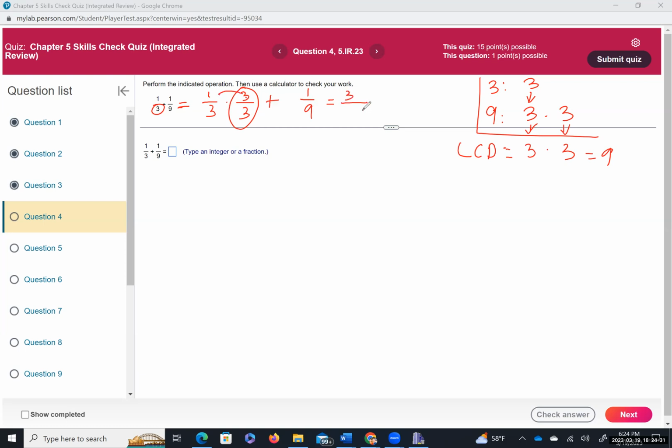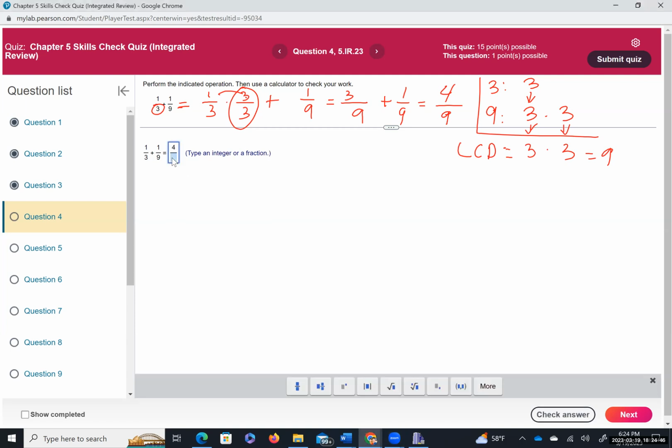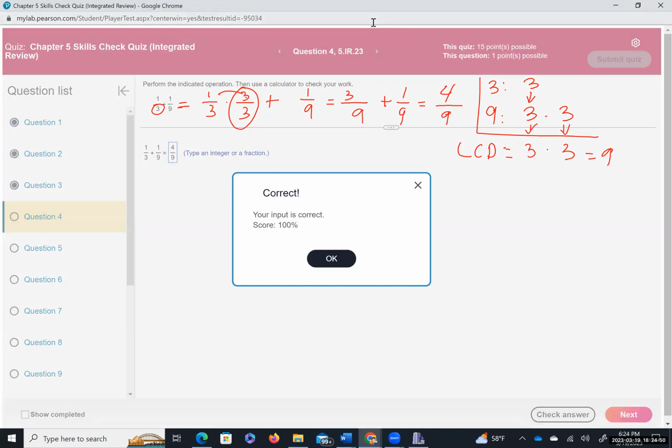Out of 3 times 3 is 9, and then plus 1 out of 9, and then I can combine the top. 3 plus 1 is 4. The bottom stays at 9. So I have the answer 4 out of 9. You cannot simplify more. So 4 out of 9 is the answer.